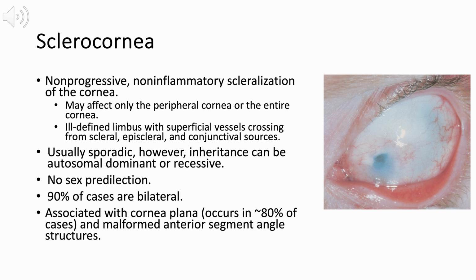This anomaly may involve only the peripheral cornea or, in more severe cases, the entire corneal surface. Clinically, it is marked by an ill-defined limbus and the presence of superficial blood vessels that span from scleral, episcleral, and conjunctival origins. While the condition is often sporadic, both autosomal dominant and recessive patterns of inheritance have been documented. There is no sex predilection, and approximately 90% of cases present bilaterally. Notably, sclerocornea is strongly associated with cornea plana, seen in around 80% of cases, and often coexists with malformed anterior segment angle structures.